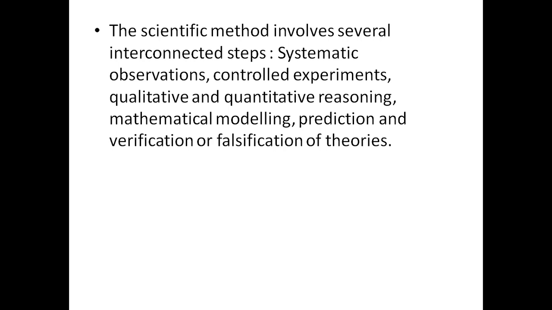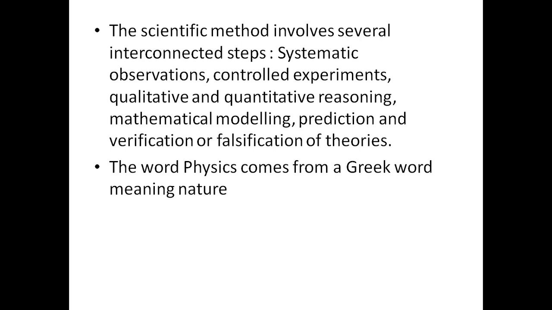Then prediction and verification. We will be predicting. It may be because of a force. For example, if the coconut is falling from the tree, it may be falling because of a force. So we will be predicting. It may be. So we will be proving why. Is there any force acting in between? We will be checking whether what we have predicted is true or false. So prediction and verification or falsification of theories. These are the methods involved in scientific method.